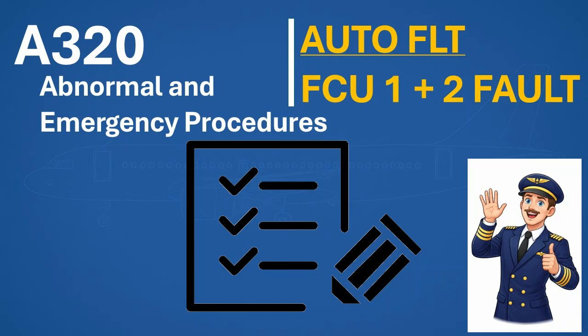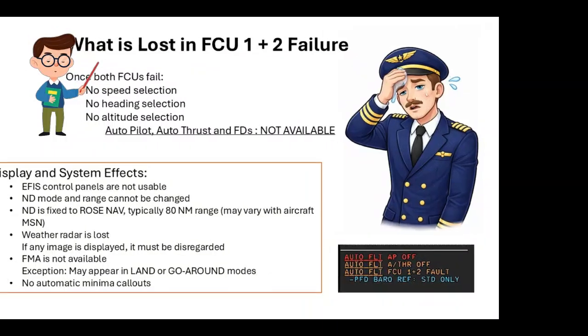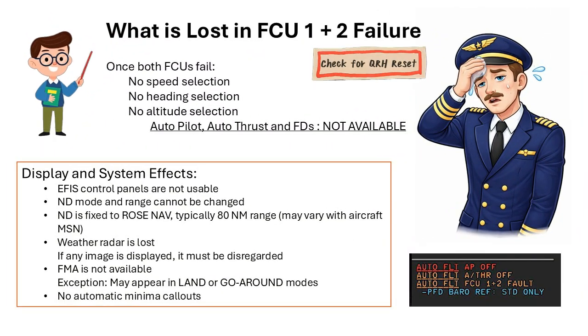In this video, we'll cover the case of FCU-1 plus FCU-2 failure, meaning both flight control units are lost. QRH reset is available, and for the purpose of this video, we will assume that the reset is unsuccessful.